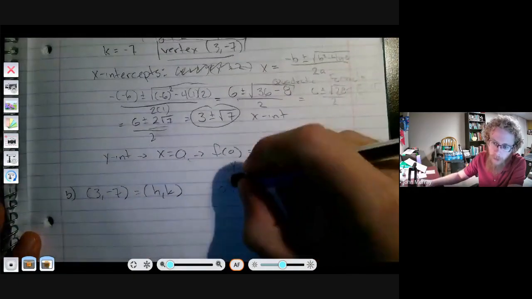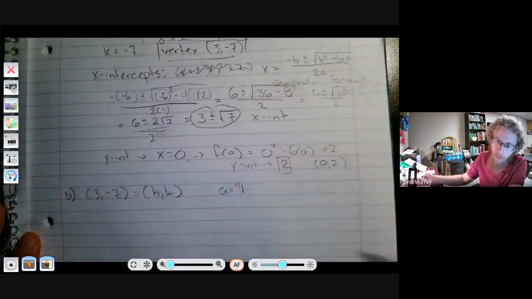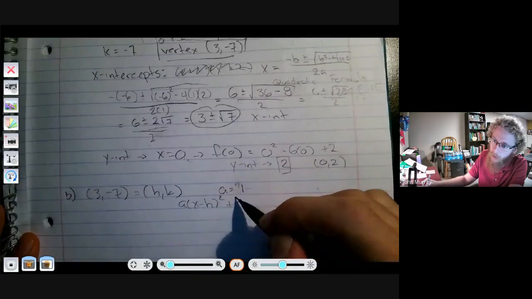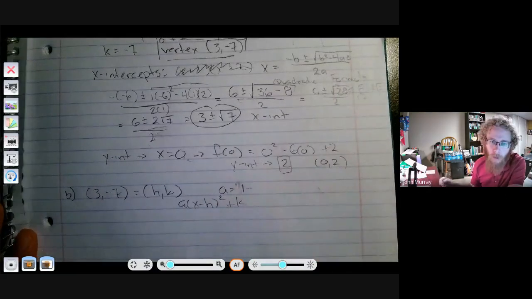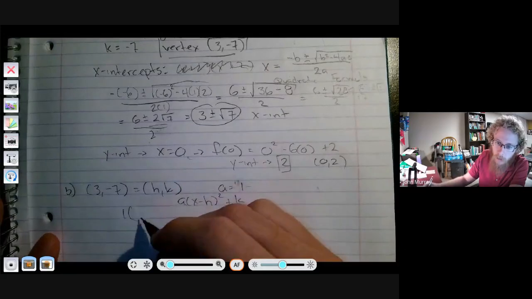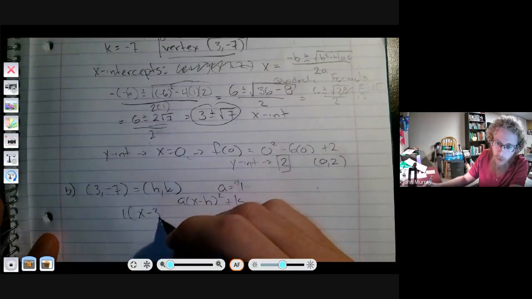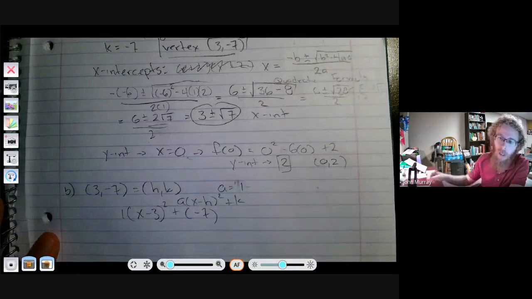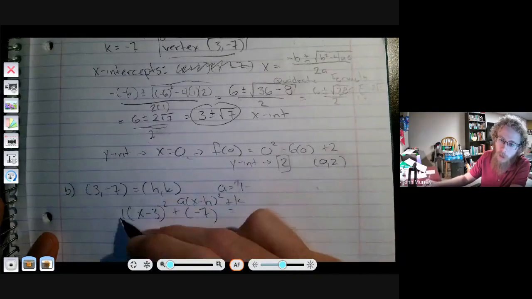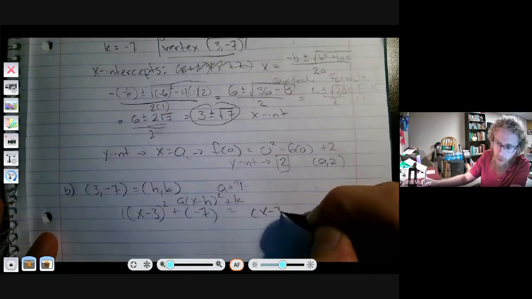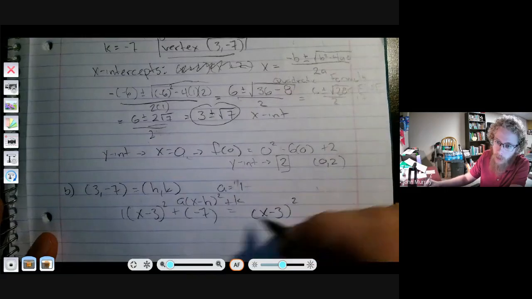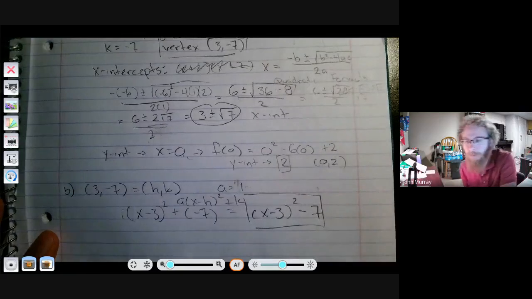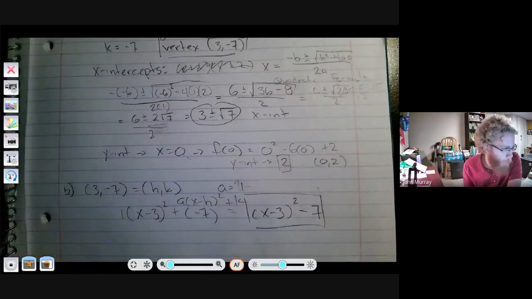So here our a is equal to 1, and we're just going to plug everything in to our vertex form. So we're going to have 1 times x minus 3 squared plus negative 7. And we're just going to make it look a little nicer. We don't need this 1 there anymore. So I can have x minus 3, oops, that's an x, squared. And then that's going to change to minus 7. And that would be our vertex form.